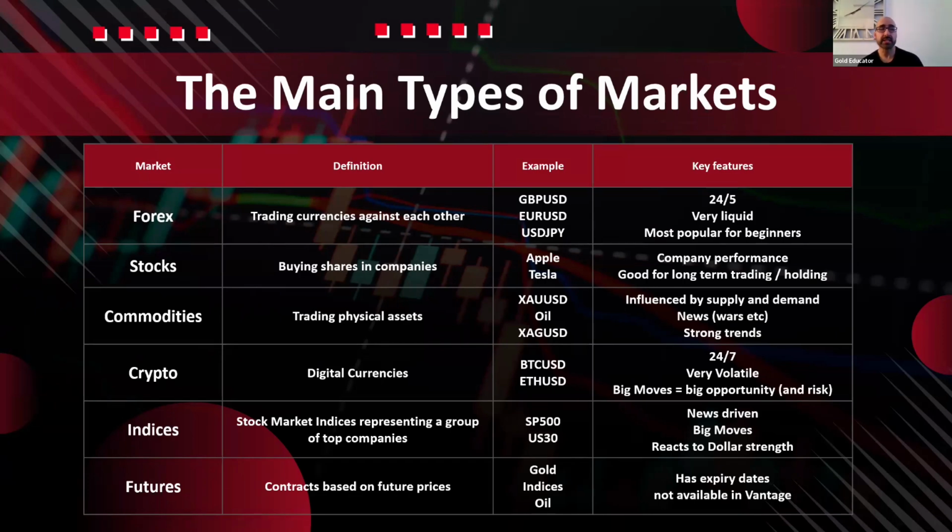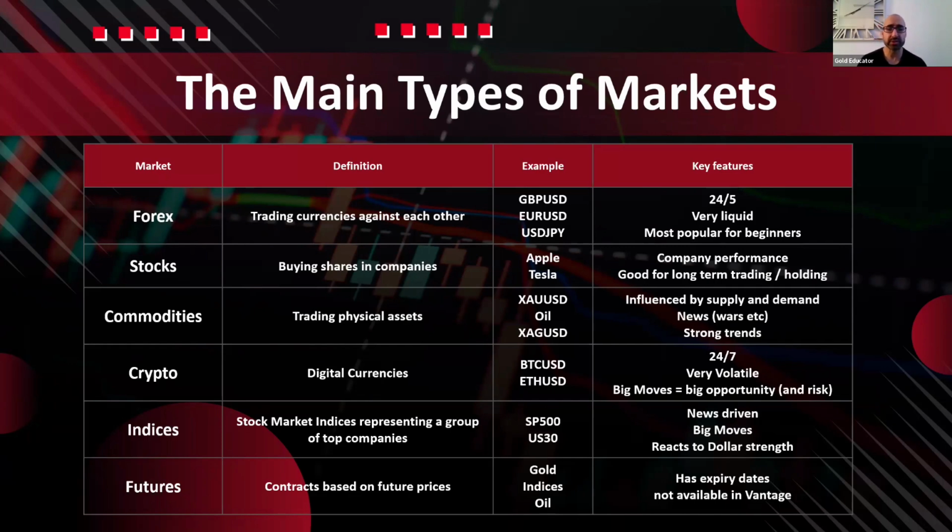You also have the US 30, which is also known as the Dow Jones Index. Normally when you go on a channel like Bloomberg, you'll see these flashy numbers across the bottom of your screen, and you'll normally see SP 500, US 30. You will always find these indexes there, and you can actually trade them as well. Like I said, they are very news impacted and can have big moves. So obviously great opportunity, and they tend to react against the US dollar. When the dollar gains strength, you might find the indices go down, and vice versa.